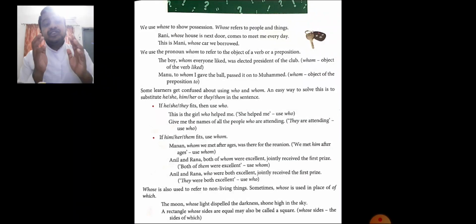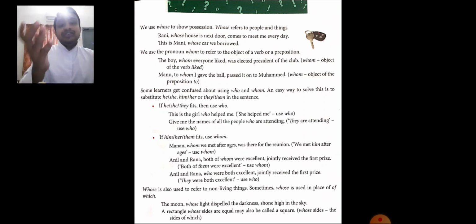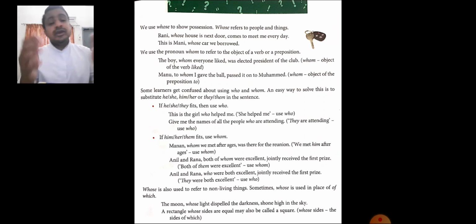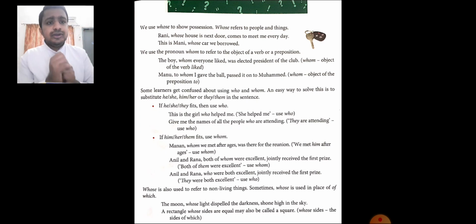Now, what is the use of whose? We use whose to show possession, and whose refers to people and things. Suppose you want to show possession, for example, Rani, whose house is next door. Whose house? Rani's house, in order to show possession. Or this is Mani, whose car we borrowed. There, in order to show the possession of the car, we have used whose.